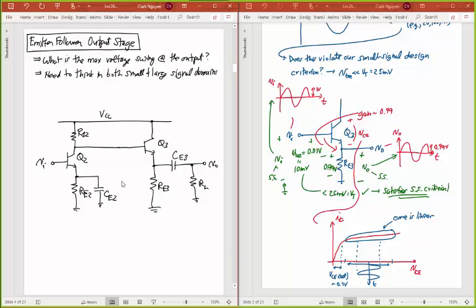But let's take a look at this more closely now. Let's take a look at the last two stages of that amplifier we just designed, and ask ourselves the question, what's the maximum voltage swing we can get at the output? Because that's one of the things you have to design for lab number 6. To determine this, you have to think in both small and large signal domains here. And again, our output here is an emitter follower, and that's an output stage now.